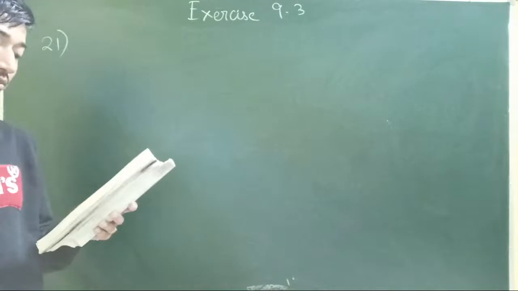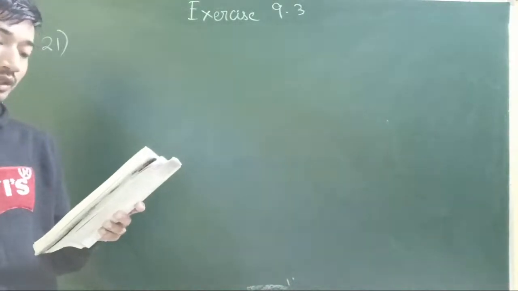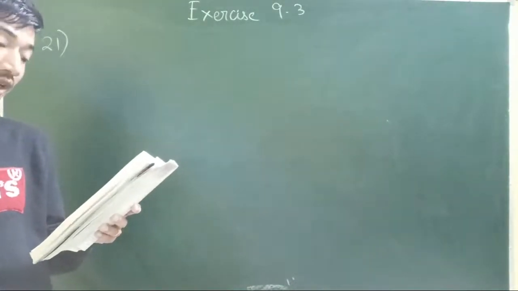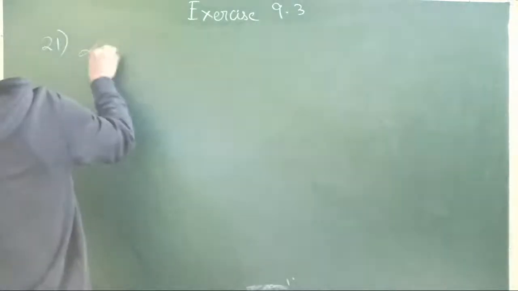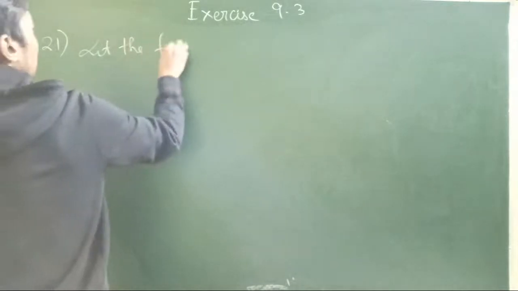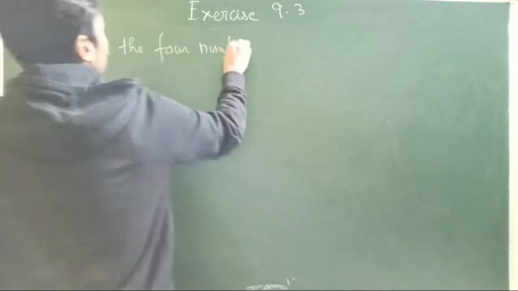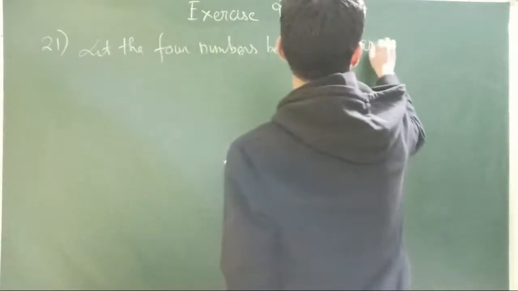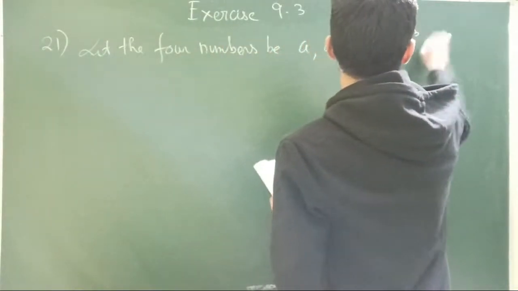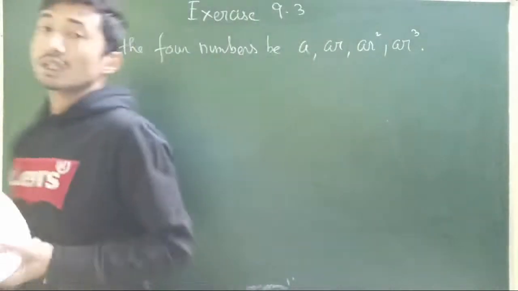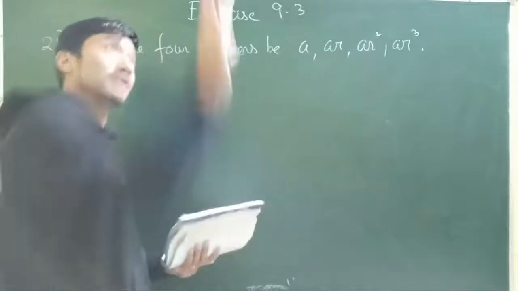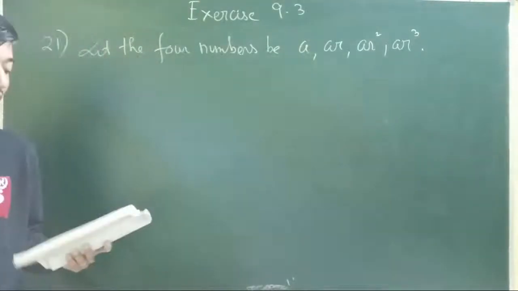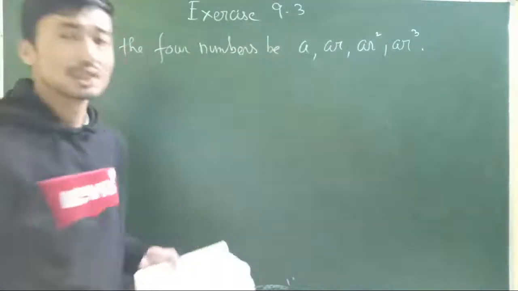Find four numbers forming a geometric progression. Let the four numbers be a, ar, ar square, ar cube. As I said, only when the product of the four numbers is given will you use the condition which I gave you in the previous video classes. Otherwise, normal conditions we will just use this.